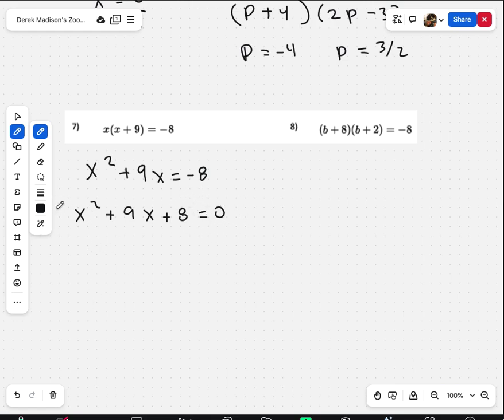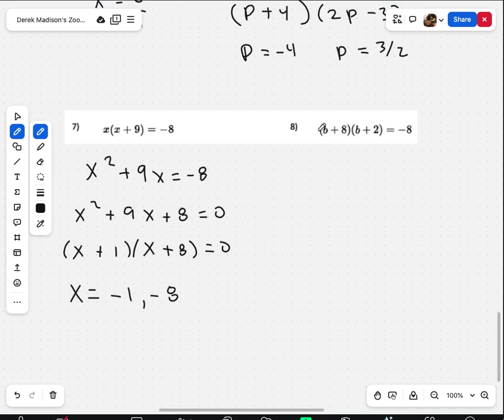So this is the friendly kind. The trinomial leads with a 1, so we set up our parentheses. And we're going to lead with x's, and we just need two numbers that multiply to be 8 and add to be 9, so it sounds like plus 1 and plus 8. And so our zeros are going to be negative 1 and negative 8.